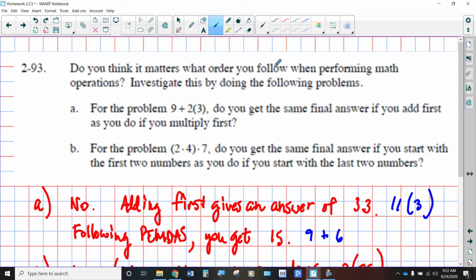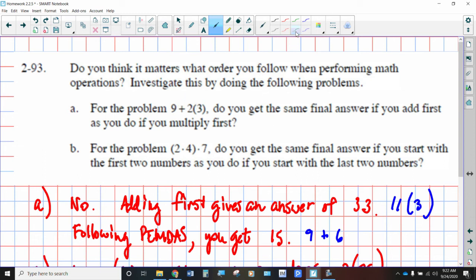Do you think it matters what order you follow when performing math operations? Investigate this by doing the following problems. For the problem 9 plus 2 times 3, do you think you get the same answer if you add first as opposed to multiplying first? And the answer is no. If you were to add 9 plus 2 first, you would get the problem 11 times 3, which is 33. But the order of operations says you're supposed to multiply. That's the higher priority than adding.